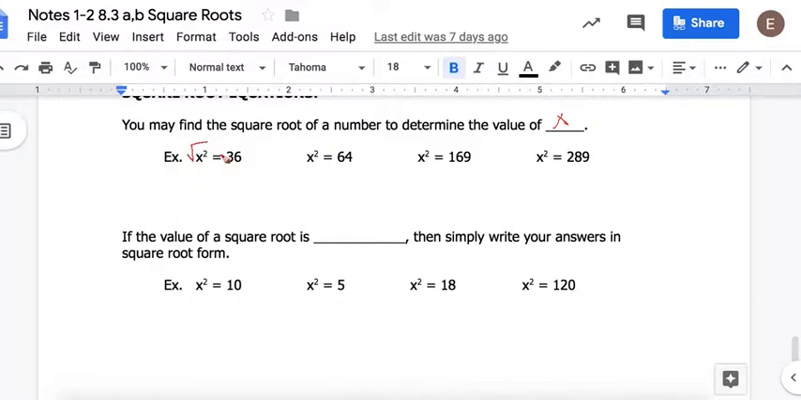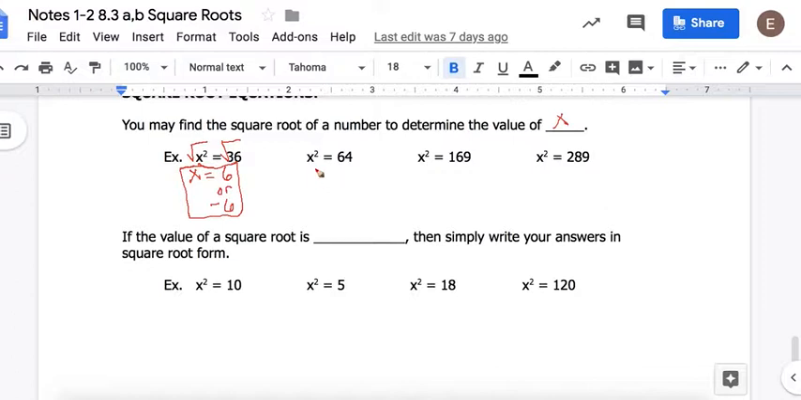But remember, what I do to one side, I must do to the other. So x would equal 6. Now remember, 6 times 6 is 36. But there's another number that I can multiply together to get 36. So, or, I could say negative 6 times negative 6. Okay, so go ahead and block that in.